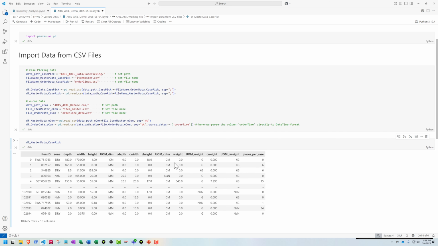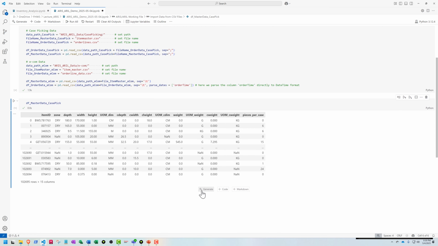We also have weight, both for the individual pieces and for the cases. And we have information about the number of pieces per case. So how many cans of beans do we have in one cardboard tray? All right. So this is a very typical master data file for a case picking system. Let's have a look at the second one, the ecom file.